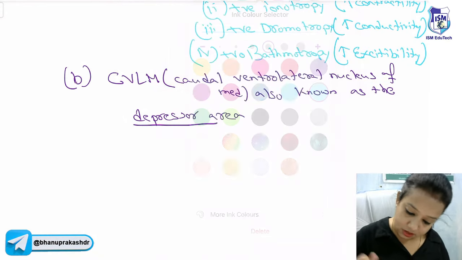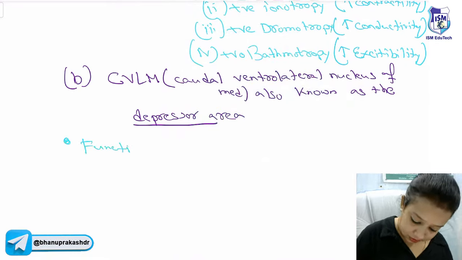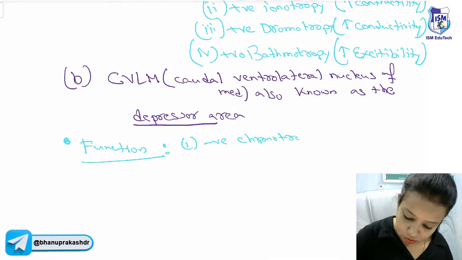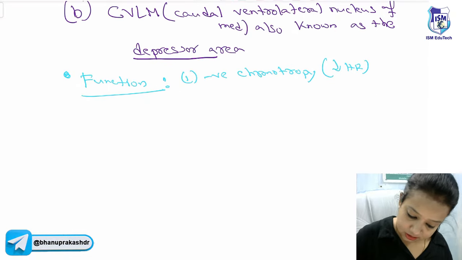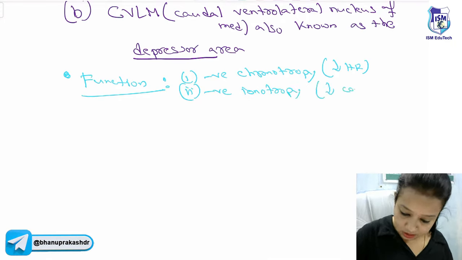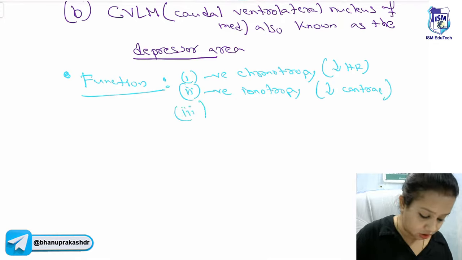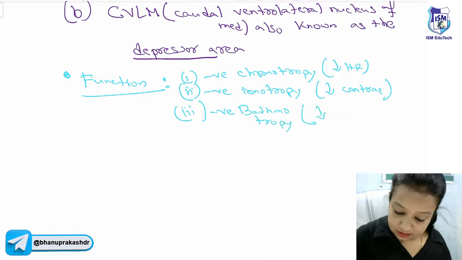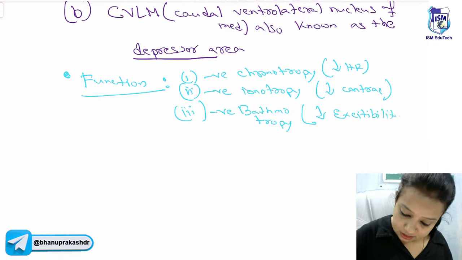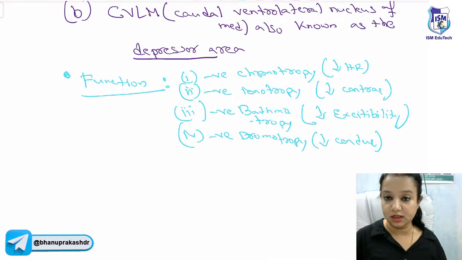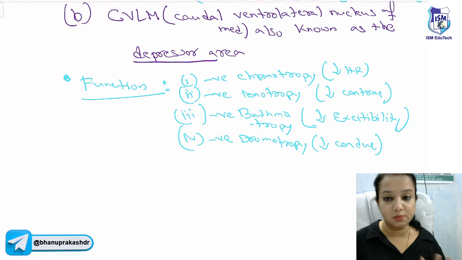So obviously, what will it do? Its function upon stimulation is just the opposite: negative chronotropy, that is drop in the heart rate. Then we have negative inotropy, that is drop in the contractility. I'm writing it short. And then negative bathmotropy, that is decrease in the excitability, and negative dromotropy, that is decrease in the conductivity. Okay, so the pressor area is the opposite of the depressor area, and vice versa.